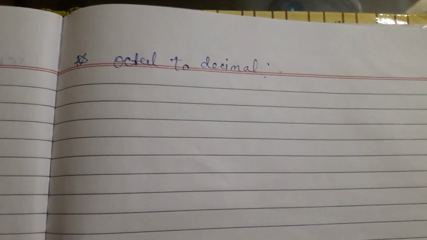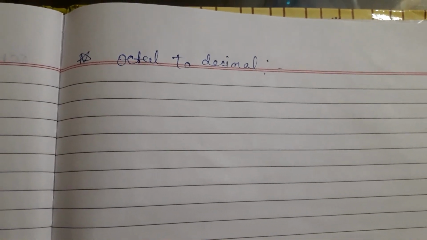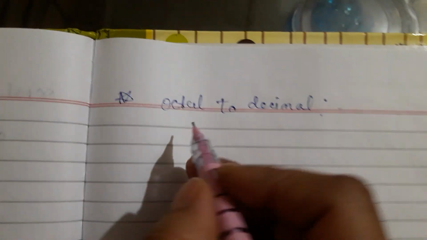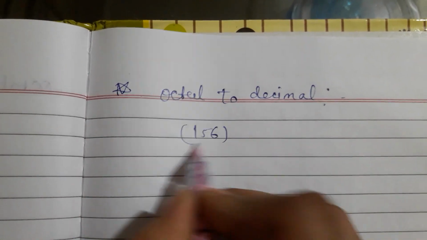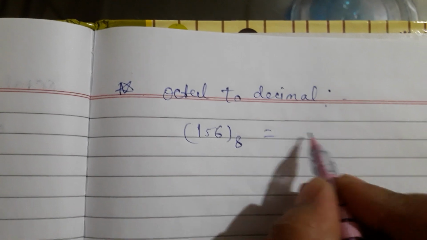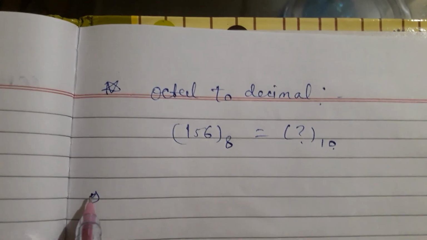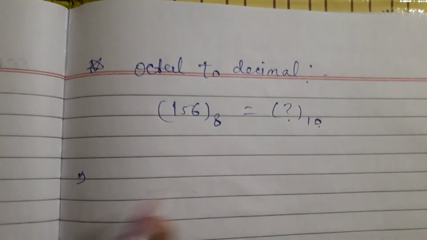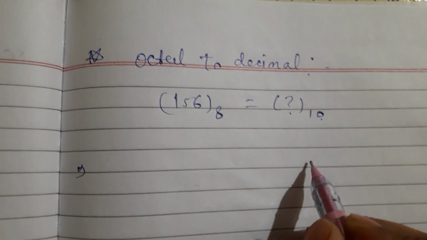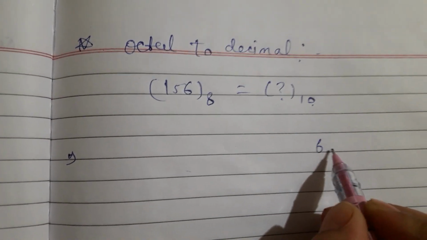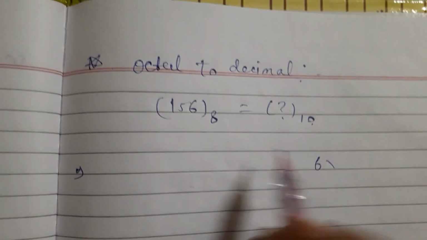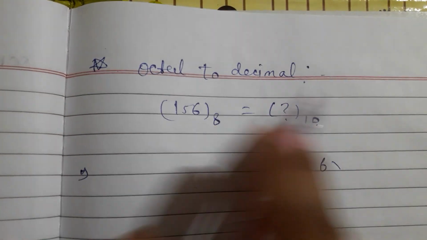So in this video we are going to convert octal to decimal form. I have the number 156 base 8 is equal to, I need to convert this to base 10, and there is a simple procedure which we follow in this video. We need to just write 8 because we are going to convert octal to decimal.